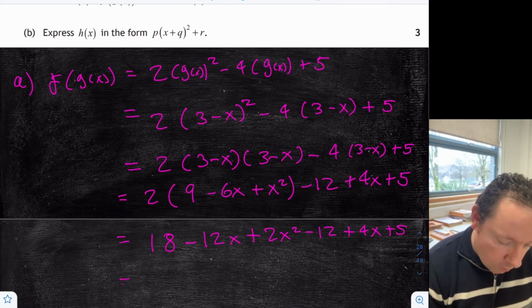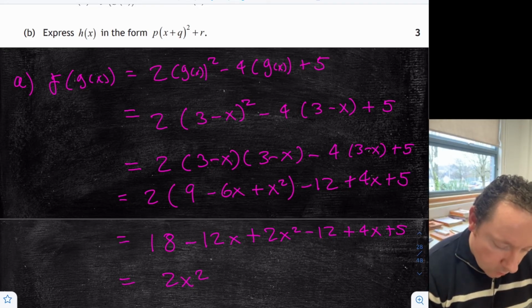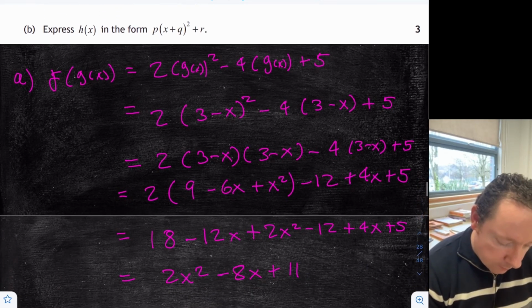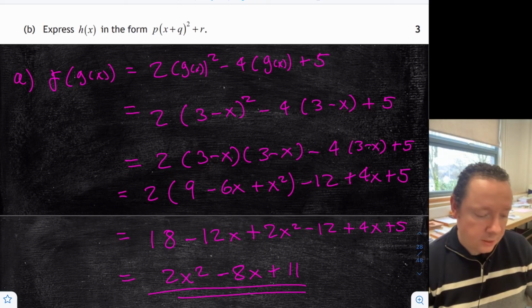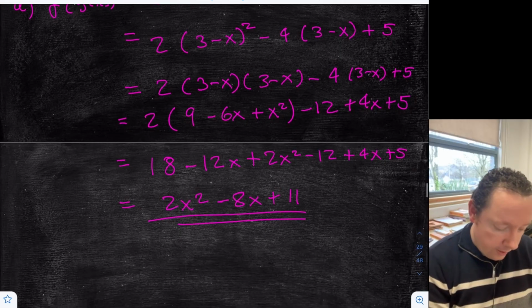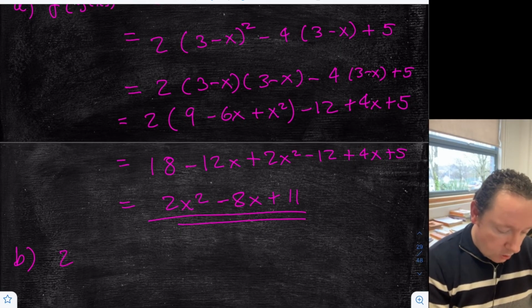So that equals, we've got 2x squared. And then the x terms, minus 12x plus 4x is minus 8x. And then the number terms, 18 minus 12 is 6 plus 5 is 11. 2x squared minus 8x plus 11. Yep, done. Part B, express h of x in the form p(x plus q) squared plus r. So complete the square, in other words. So part B, we've got 2x squared minus 8x plus 11.